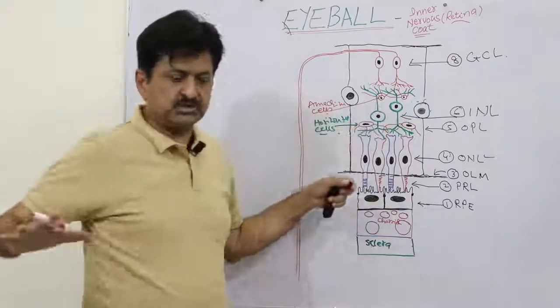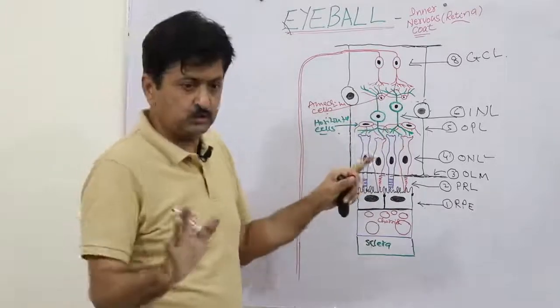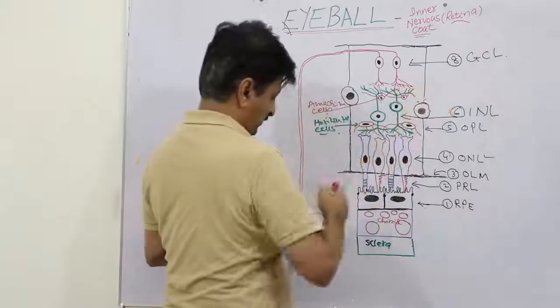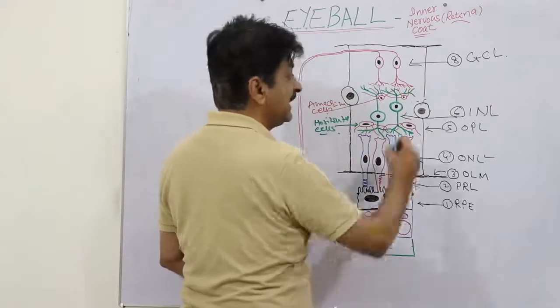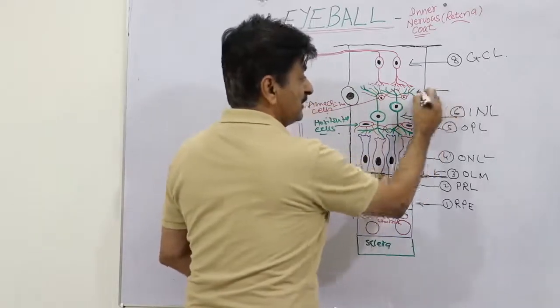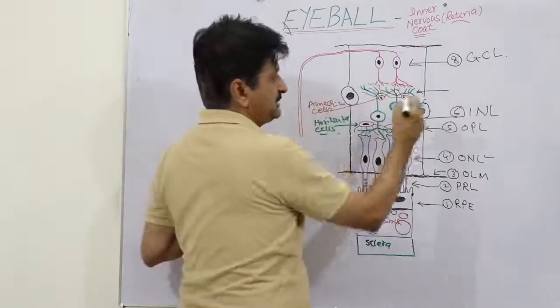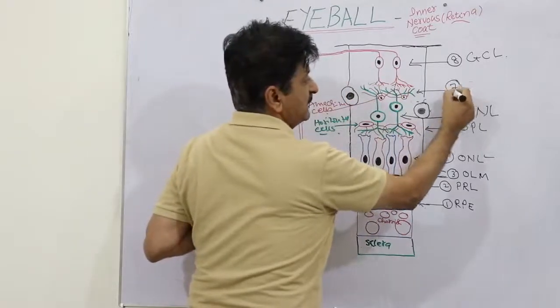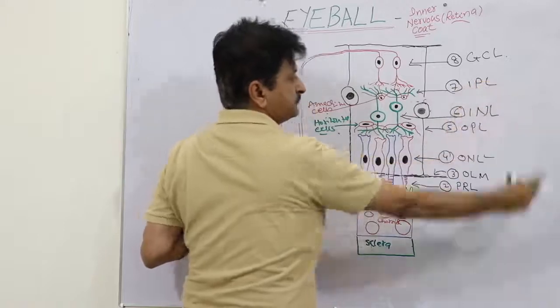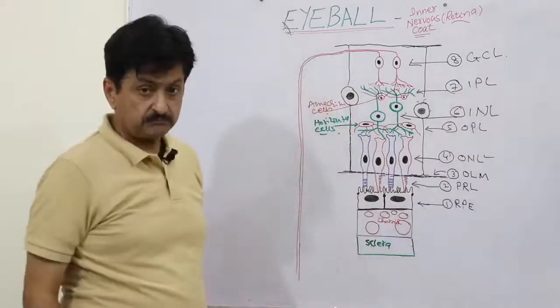They give their lateral projections, lateral fibers, here and there, so that a plexus is created. And that plexus is in the area of the connection between the axons of the bipolar cells and the dendrites of the ganglionic cells. That is why this 7th layer is called the inner plexiform layer.